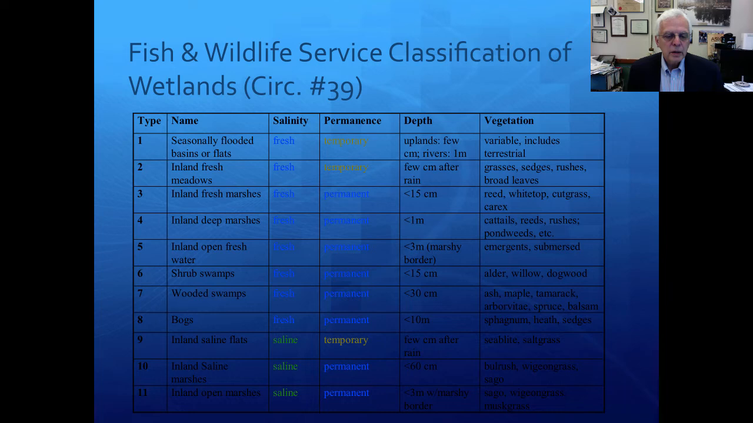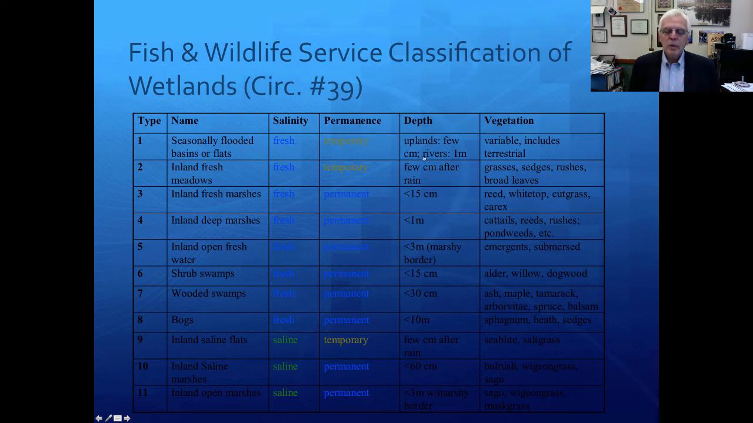We will repeat this later, and this is maybe a little bit hard for you to see on your screens, but this is a wetland classification from the Fish and Wildlife Service, which is called Circular 39. What I'd like you to see from this is there are about 11 different kinds of inland wetlands, and they vary in salinity. Here we have the fresh ones in blue, and the saline ones in green. We see they differ in permanence. Some of them are temporary, some are permanent, both in freshwater and in saline systems.